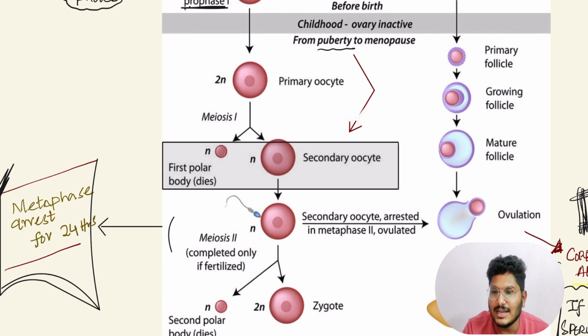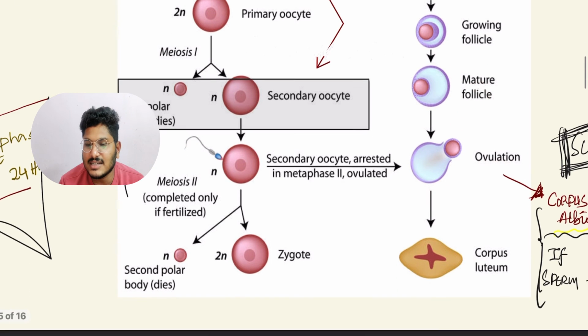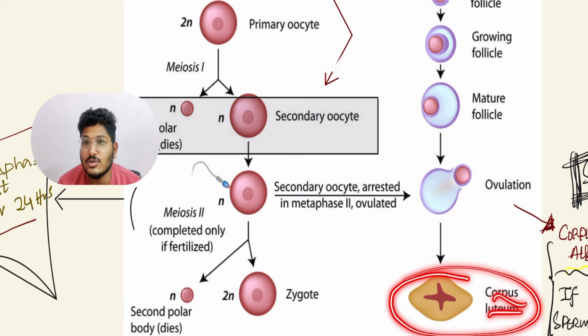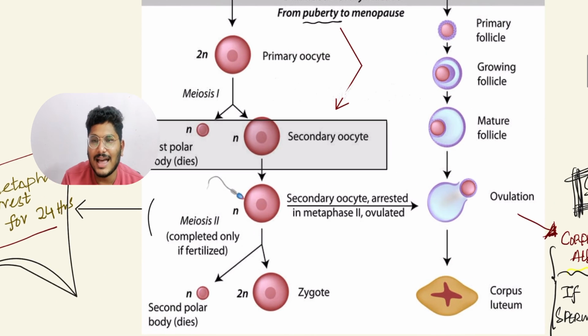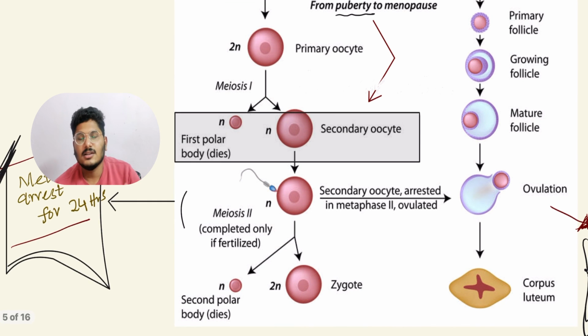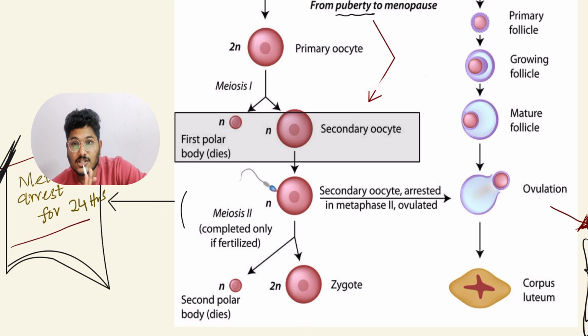And what happens to this follicle in the ovary? After ovulation, this mature follicle is converted into a yellowish scar called the corpus luteum, which has the function of producing progesterone, the pregnancy hormone. What happens if fertilization happens? It completes its second meiotic division, and the corpus luteum keeps on producing progesterone until the formation of the placenta. This is the source of progesterone which maintains the pregnancy until the placenta is formed, because later on the placenta will be the major source of progesterone.